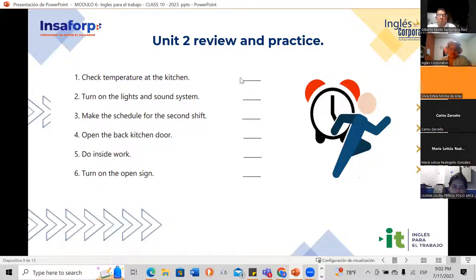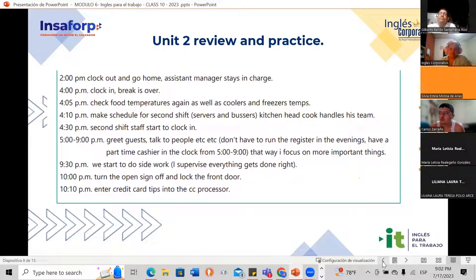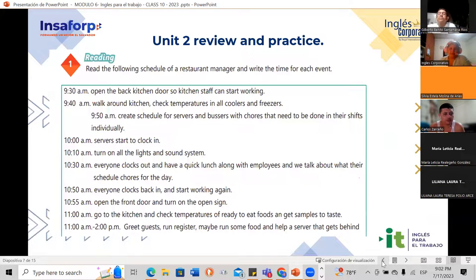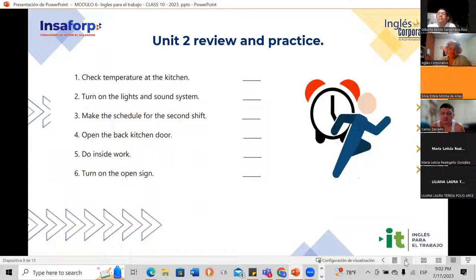Check temperature at the kitchen, true or false? False, teacher. Both, teacher. The temperature of the cooler or freezer. Yes, it's false, teacher. All coolers and freezers. Turn on the light and sound system. True or false? False, teacher. That is true, right? Because they have to turn on the lights.